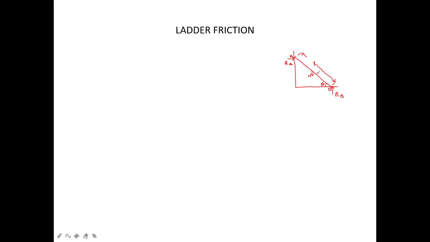Now if you keep the ladder like this, then the point A will have the tendency to move down. If point A will move down, then the point B will move in this direction. So if A moves down, then the frictional force will act upward, that is Fa, and if B moves outward, then the frictional force will act inward, let it be Fb.